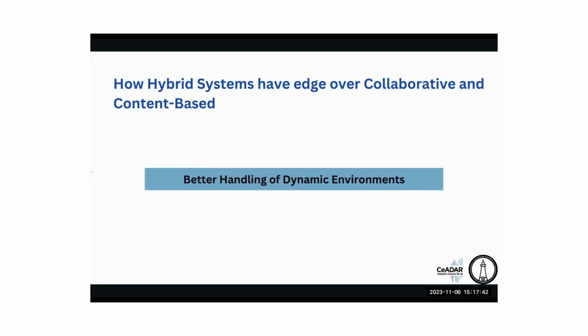The next important thing is that it has better handling of dynamic environments. For example, when user preferences or item popularity change over time, a hybrid system can adapt more effectively. If new items are introduced, content-based filtering can help recommend them until enough collaborative data is available. So it can tackle different environments and different instances.